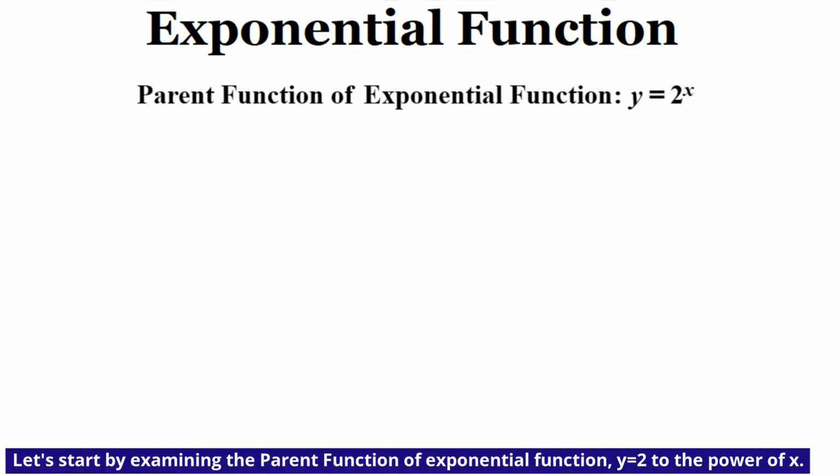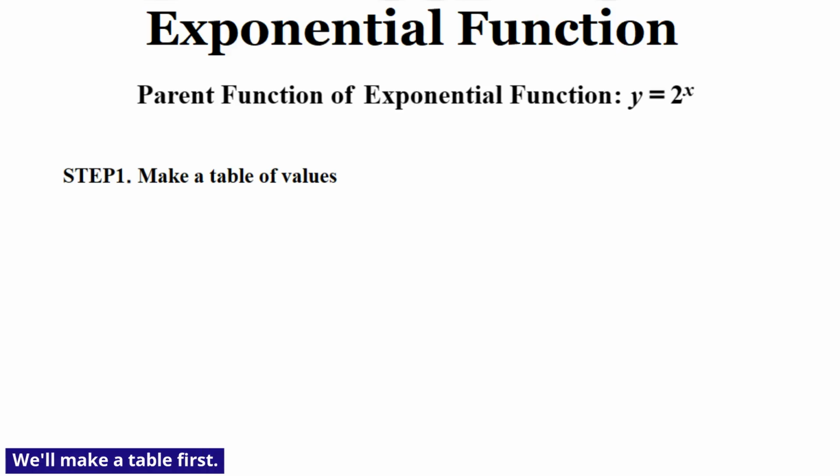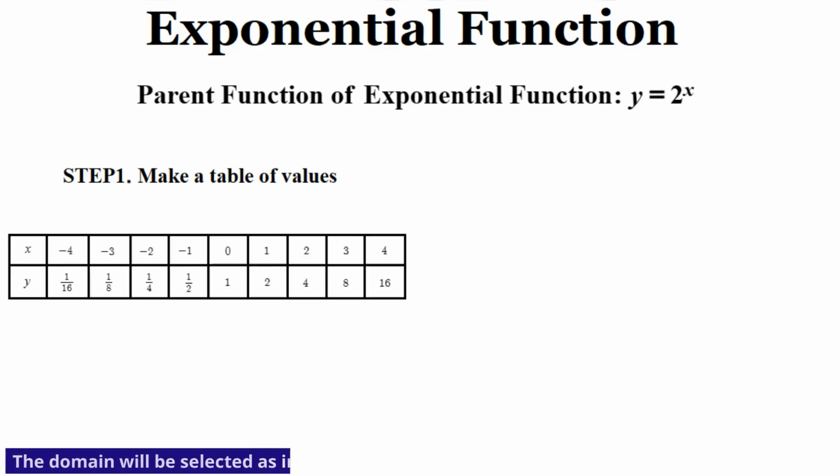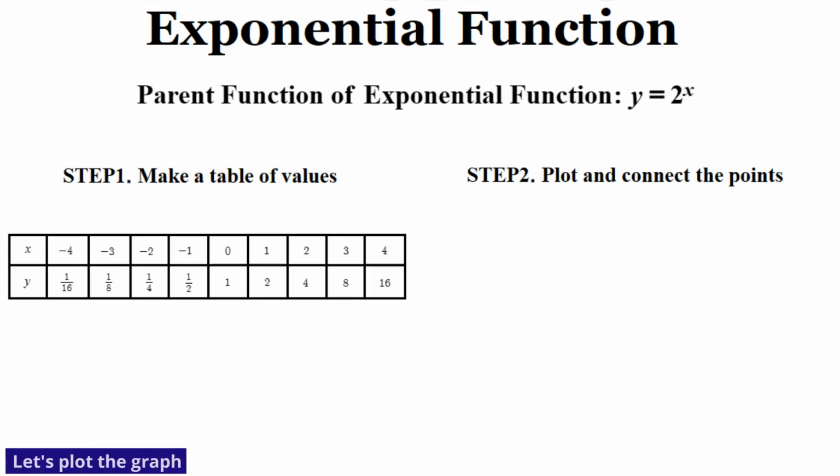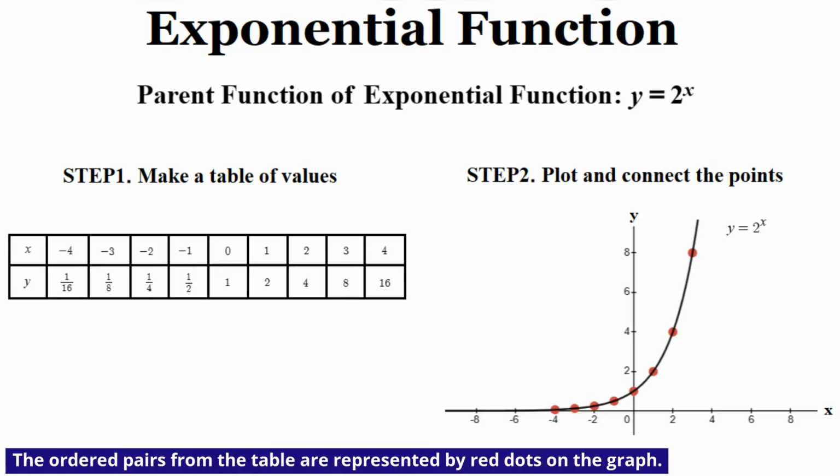Let's start by examining the parent function of the exponential function, y equals 2 to the power of x. We'll make a table first. The domain will be selected as integers from -4 to 4 for simplicity. Let's plot the graph using the given data. The ordered pairs from the table are represented by red dots on the graph.